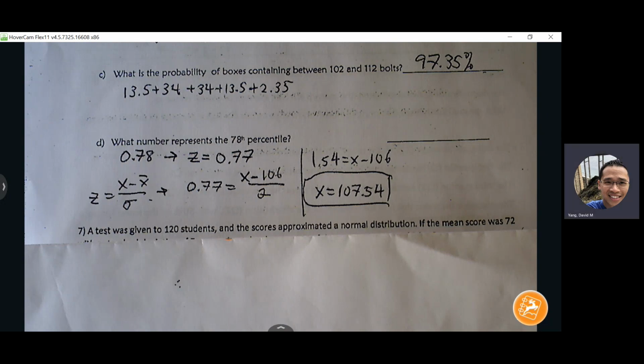After you get your z-score, you have your x bar, you have your sigma, and you're algebraically trying to solve for x. Cross multiply. So we need to use the table. I'll have the table for you.